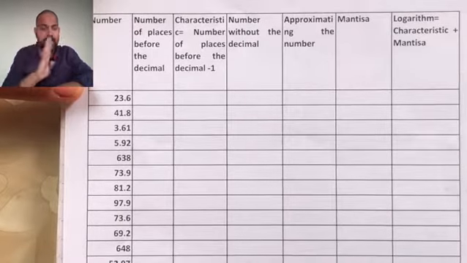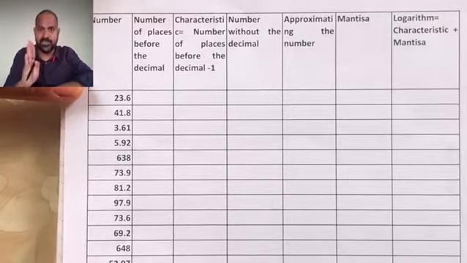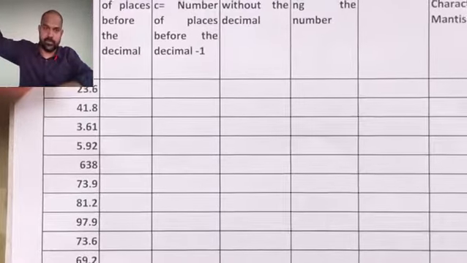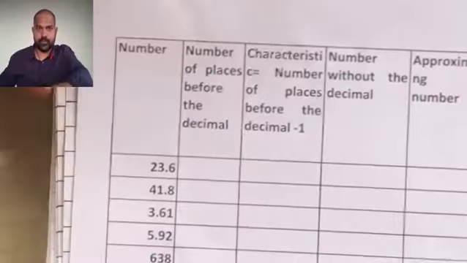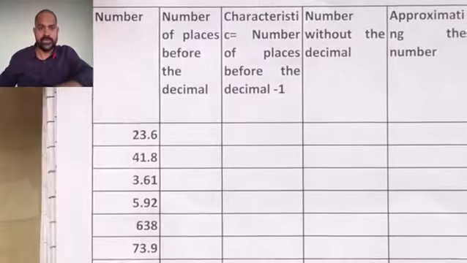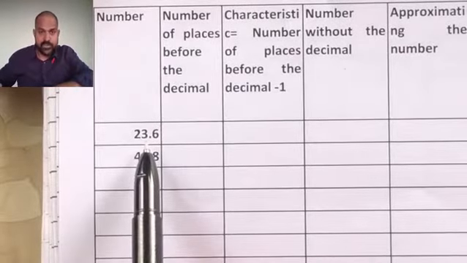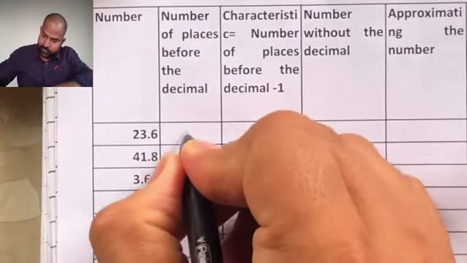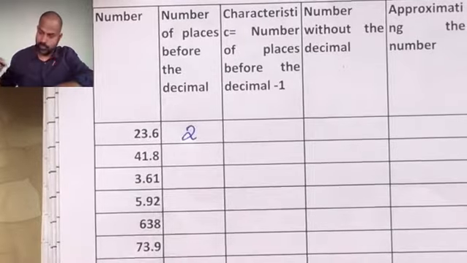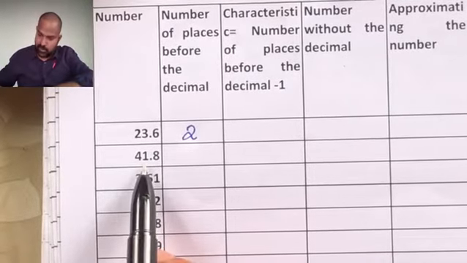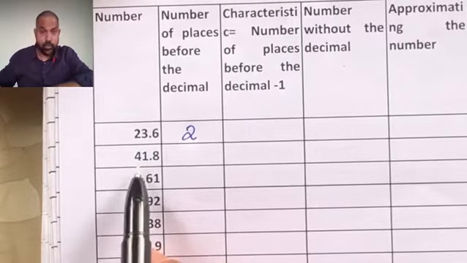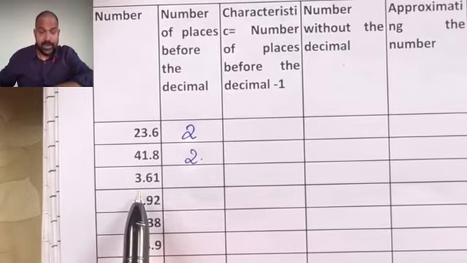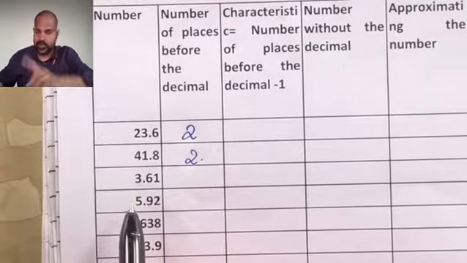I'm going to repeat this. It is not the number before the decimal. It is the number of places before the decimal. So let me zoom this a little more. The number is 23.6. How many places do you see before the decimal? There are 2 places before the decimal. So number of places before the decimal is 2. How many places before the decimal here? 41.8. So before the decimal there are 2 places. So 2. How many places before the decimal? It is 3.61. So only one place before the decimal.